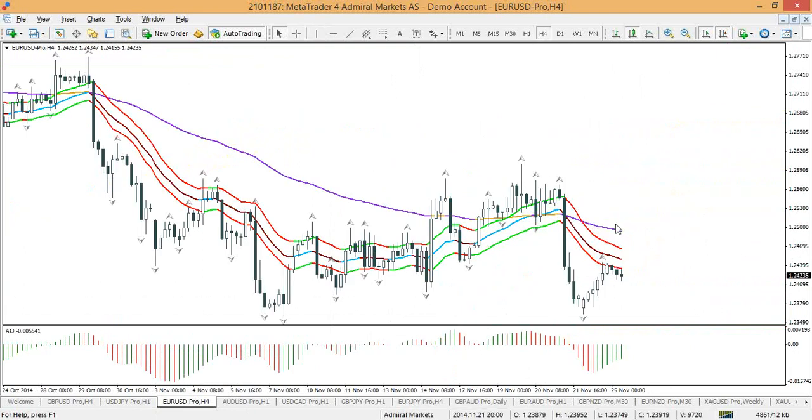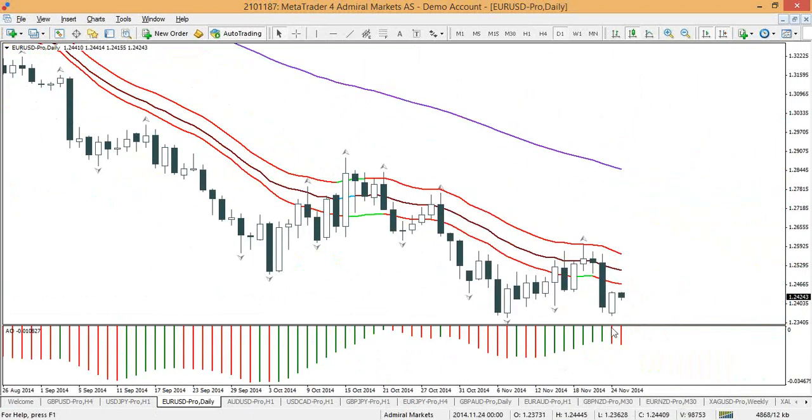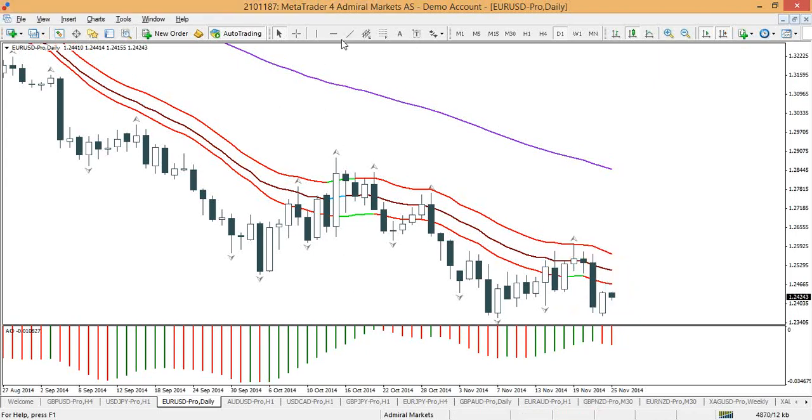From a 4-hour perspective, everything is also clearly bearish, by the way. Daily chart, very strong daily candle. Good daily breakout candle below this trend line. Good daily breakout candle below the 21 band.